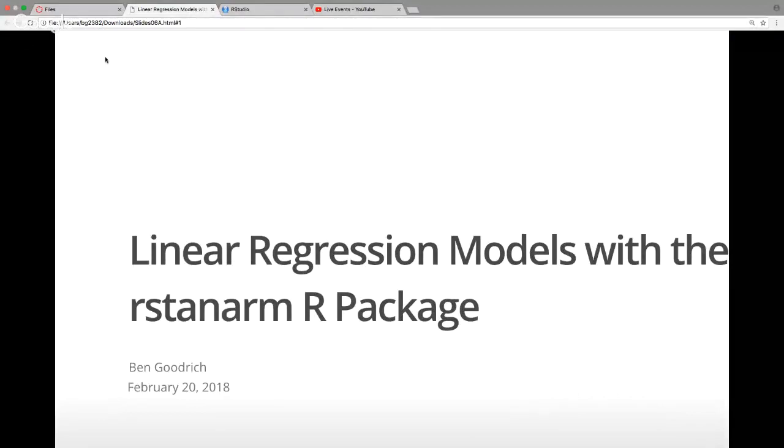Okay, so today we're going to start talking about linear regression models. We're going to use the rstanarm R package, and we're going to finally start really updating from prior beliefs into posterior beliefs by conditioning on data and drawing from the posterior distribution using Stan.